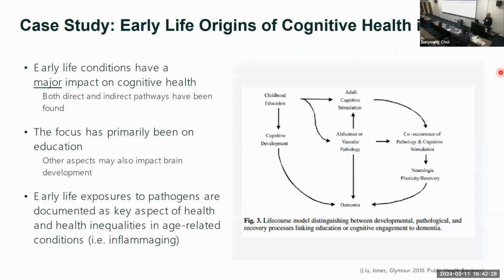So now I want to bring us back to, I told you about how we create the data and what we're thinking about and how we're using it. What I want to bring us back to is the early origins of cognitive health in later life and what inspired the need for this data and the study.